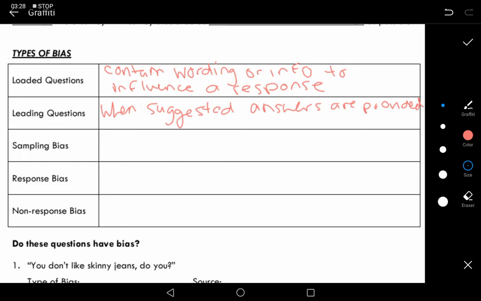Sampling bias. We talked about this a little bit in that first lesson, but it's basically when people you survey have something in common, so that would make a specific response more likely. So I'm just going to say similar people equals similar response.